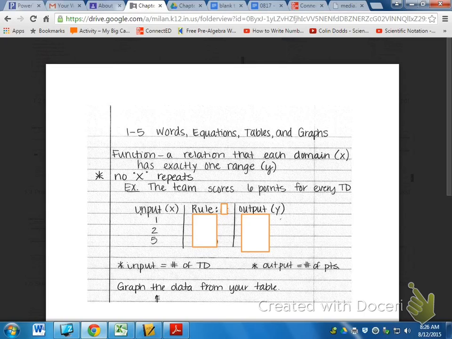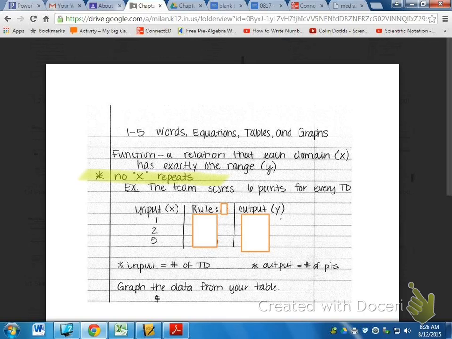A function is a relation that each domain, the x, has exactly one range, the y. The thing to remember for what makes a function is this. This is the important part. It really means no x repeats. That's what that statement up there says, a relation in which each domain x has exactly one range y. That means no x repeats.